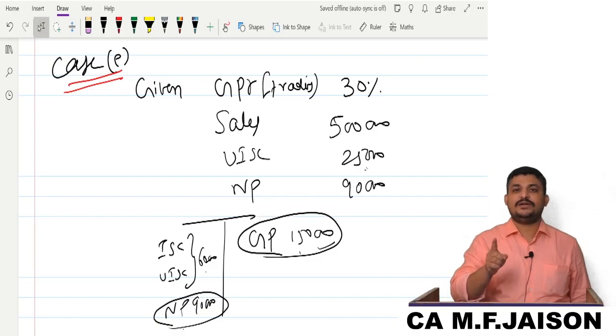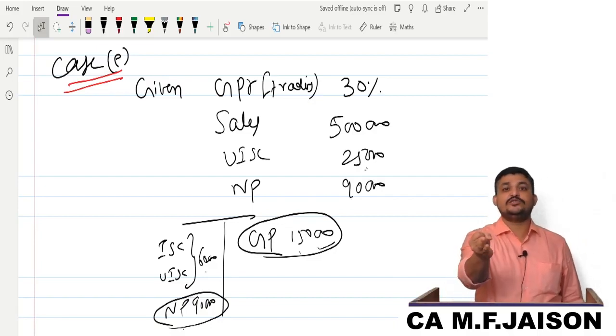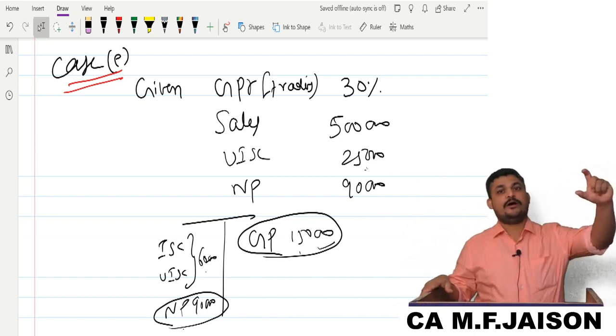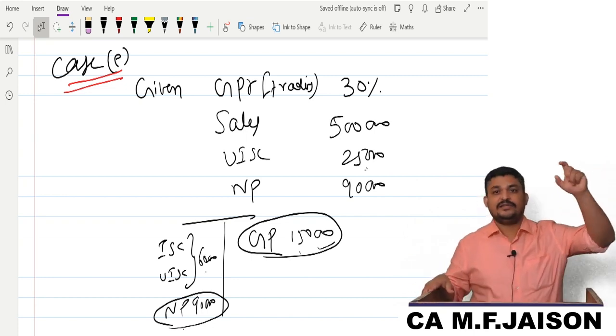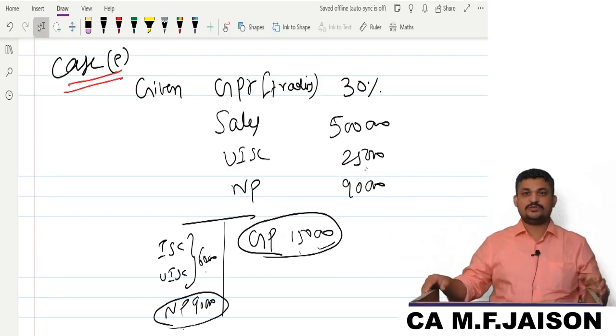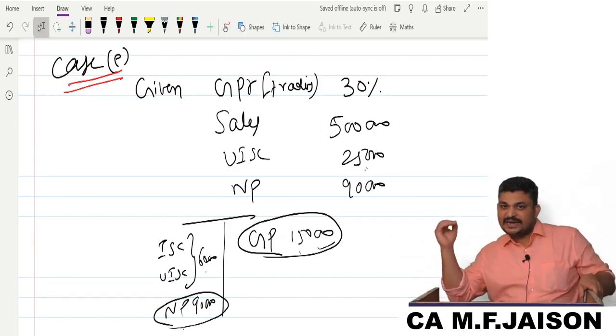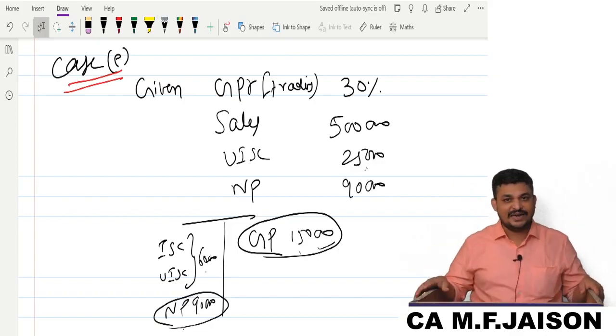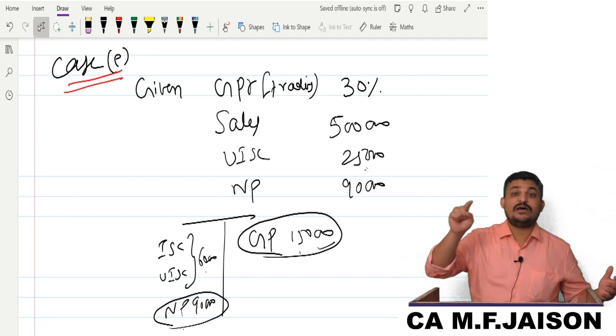What are you expecting as compensation? Two things: net profit and insured standing charges. When there is loss, there is no compensation for profit. But you need to get compensation for the insured standing charges. We will be compensating you the insured standing charges, but after deducting a deficit which anyway would have happened in business.